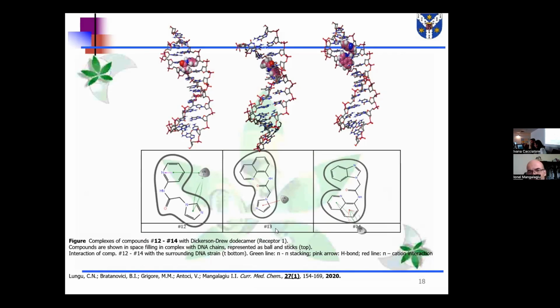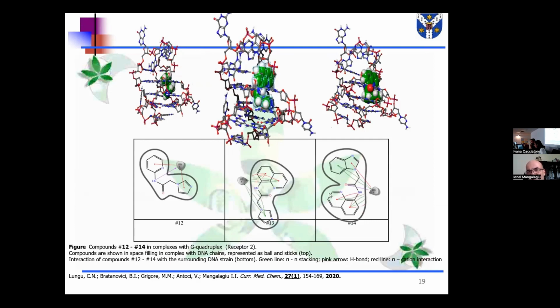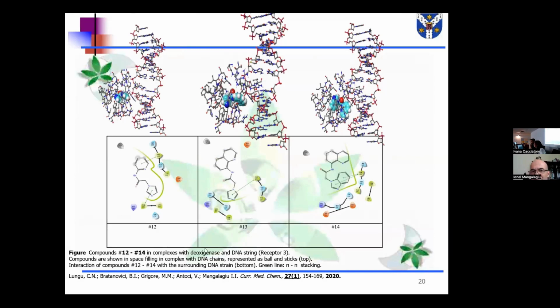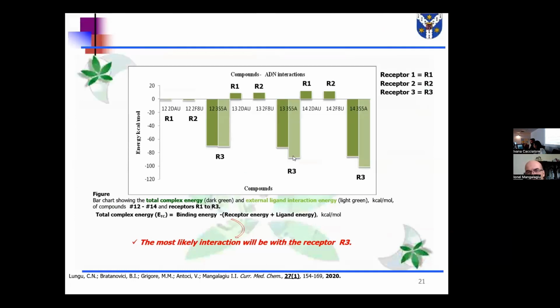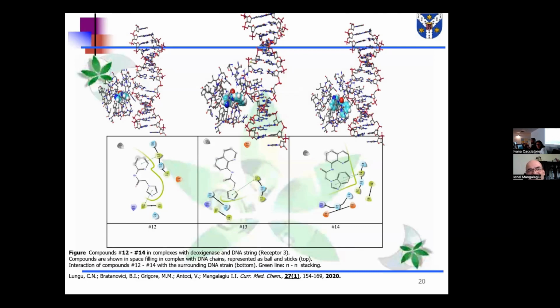Here are the interactions with the first receptor, the interaction with the second receptor, the G quadruplex, and the interaction with the third receptor, the one which is the mixture of deoxygenase and DNA strings. As you could see here, the interactions between the molecule and the DNA strings are on both sides. And here are exactly the interactions with the amino acids from the enzyme. So to summarize, having in view the results that we obtained, that means the total complex energy and the dissociation constant, the affinity constant, we decided, and the results confirmed it, that the most interaction will be with this receptor, the mixture between the deoxygenase and DNA string. So perhaps our compounds interact with both.